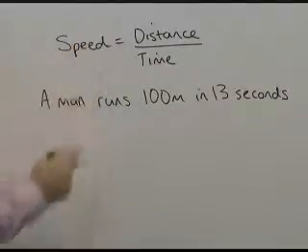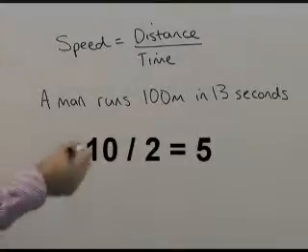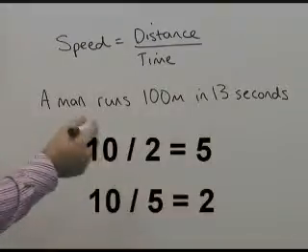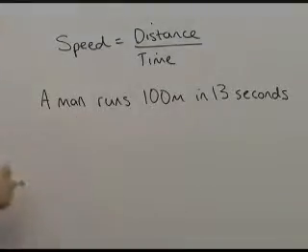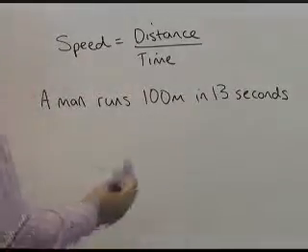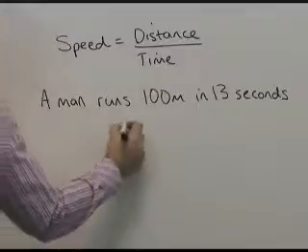So if you take, for example, 10 divided by 2, that's 5. You make the number on the bottom bigger, instead make it 10 divided by 5, the answer is 2, so the answer becomes smaller. What we're saying here is a man has run 100 metres in 13 seconds. Now 100 metres is measured to the nearest metre.